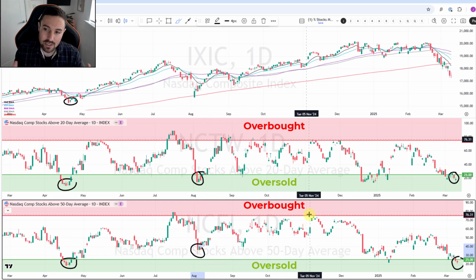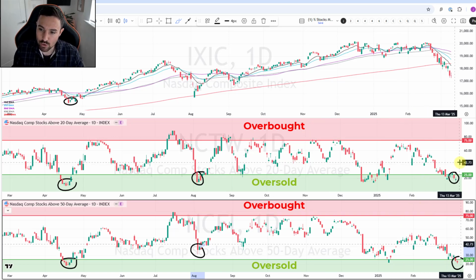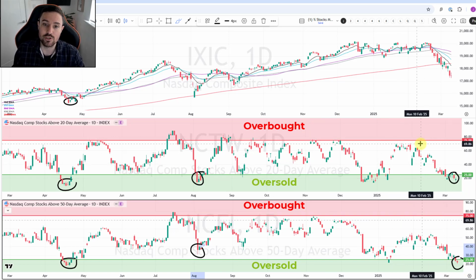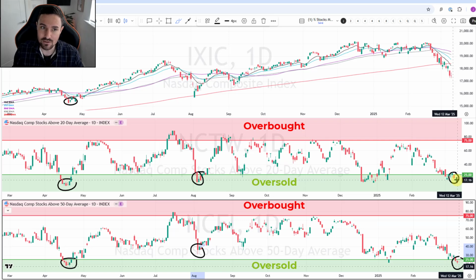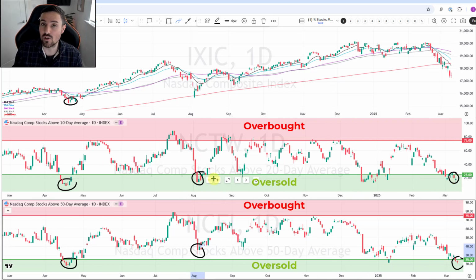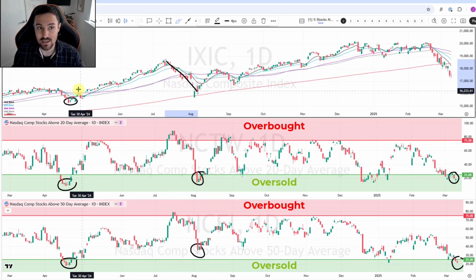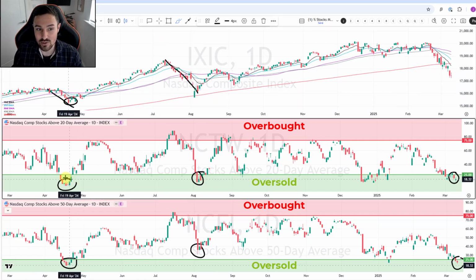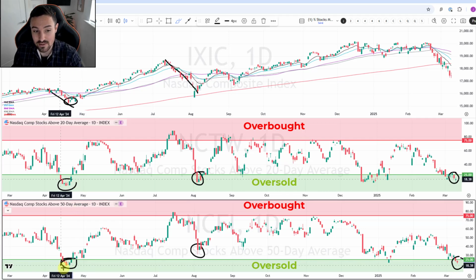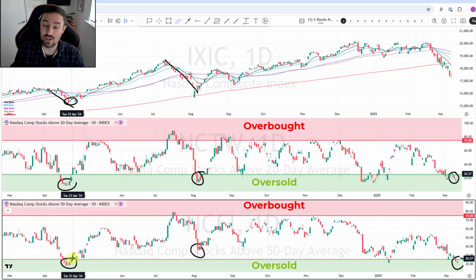So this is also very useful to help you mentally and with your psychology to go, okay, 50-day moving average breadth readings into oversold territory, 20-day moving average breadth readings into oversold territory. You can go back and study this for yourself. Go and look at what happens when you get market flushes like this, and then you get 20-day and 50-day moving average breadth readings going into oversold territory. Go and study it for yourself.